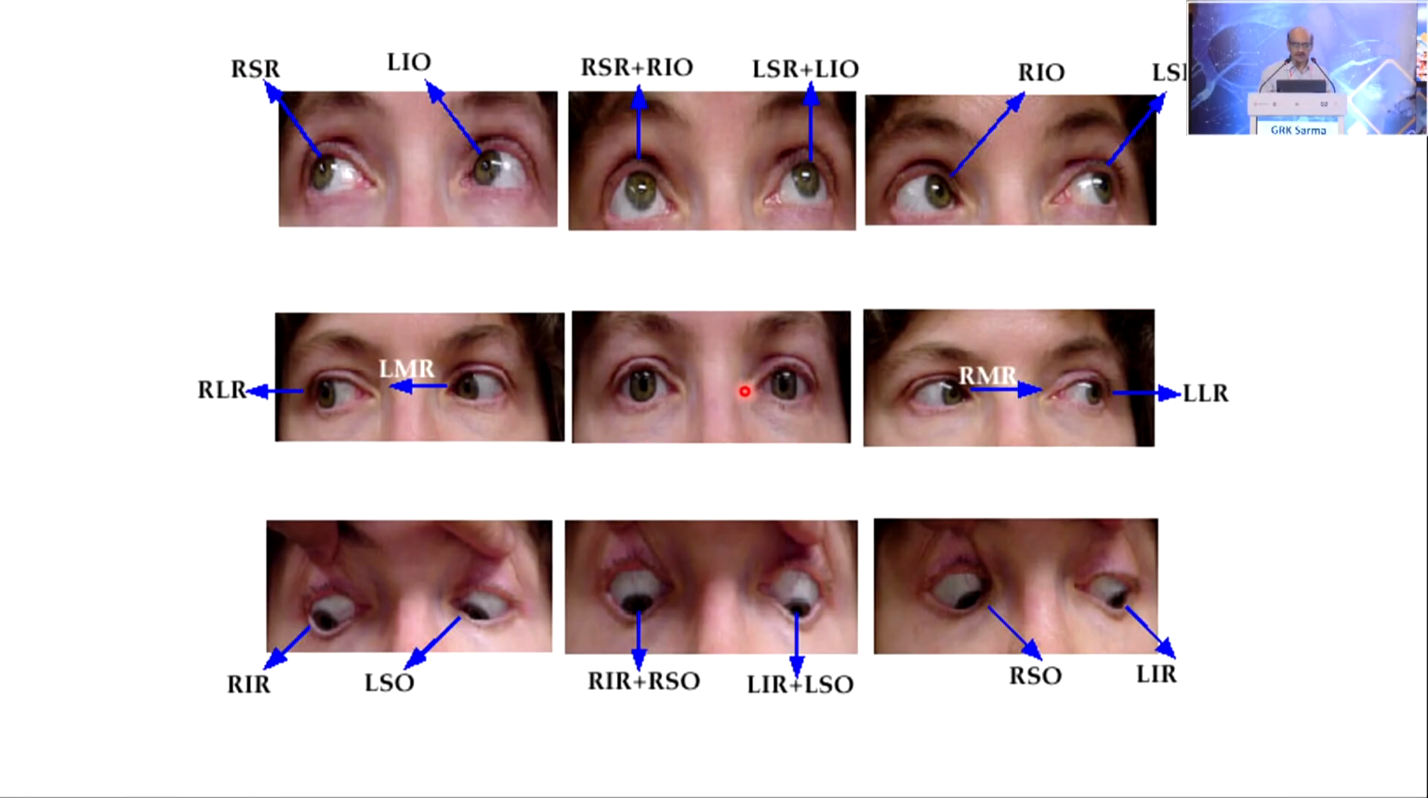This is the central position. This is the easiest to interpret. Looking to the right, right lateral rectus and left medial rectus. Looking to the left, left lateral rectus and right medial rectus. Looking up, both superior rectus and inferior oblique of both eyes are required. Looking right and up, right superior rectus and left inferior oblique. Down is inferior rectus and superior oblique, and correspondingly on the other side.